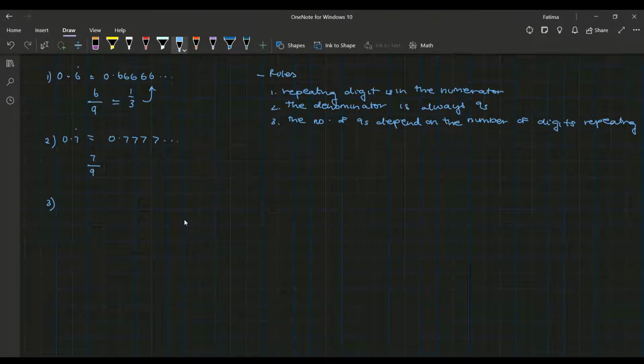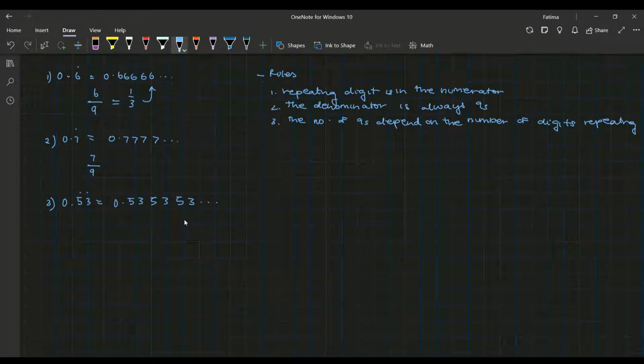So let's say we're given the number 0.53, and you'll see that both of them have these dots at the top. That means the digits 5 and 3 are both constantly repeating. So the recurring decimal would look like 0.53, 53, 53, and so on.